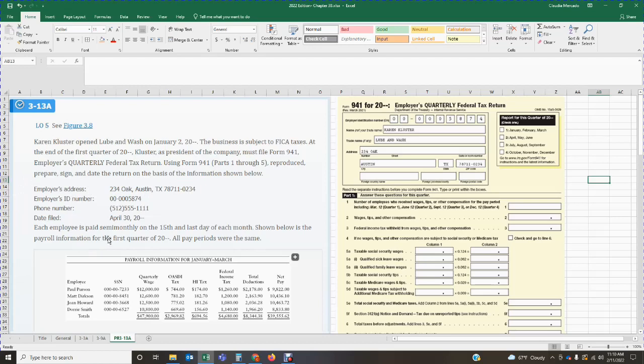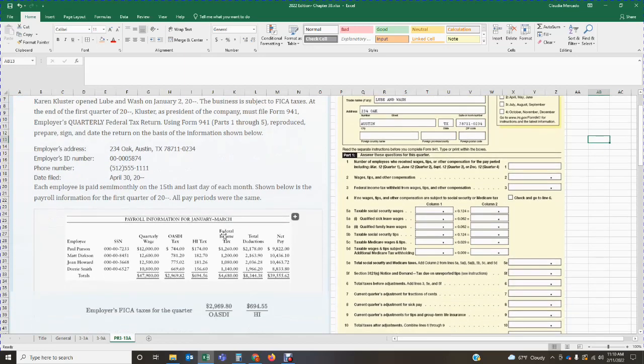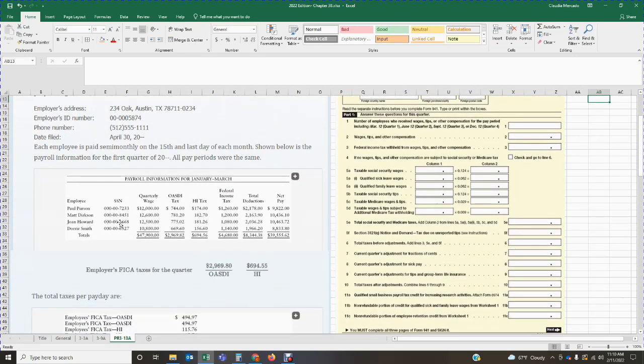Each employee is paid semi-monthly on the 15th and the last day of each month. So they get paid twice a month. Shown below is the payroll information for the first quarter. All pay periods were the same. And then we have 4 employees. We've got their socials, their quarterly wage, their OASDI tax, their HI tax, their federal income tax, the total deductions, and the net pay. Okay.